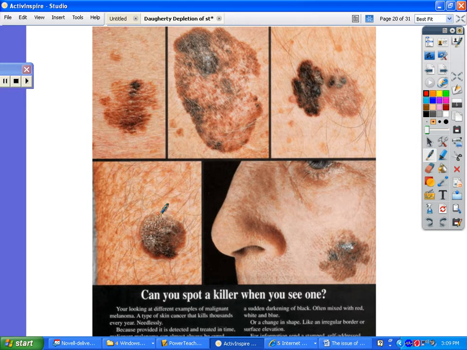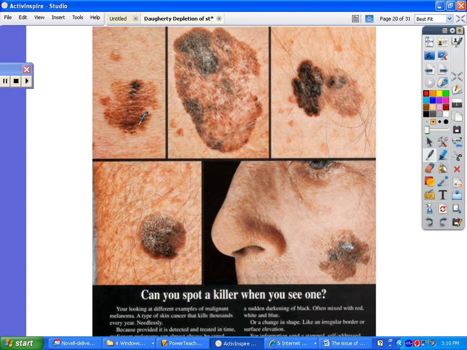C is color. You don't want it to be especially dark. You don't want it to be blue or a weird color. A lot of these have a lot of variation of color in them, so they show bad signs of possibly being melanoma. And then D is diameter. You don't want it to be any larger than the size of a pencil eraser.